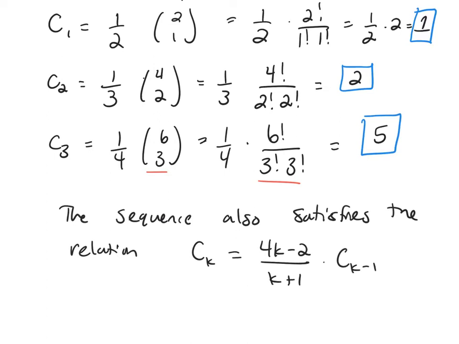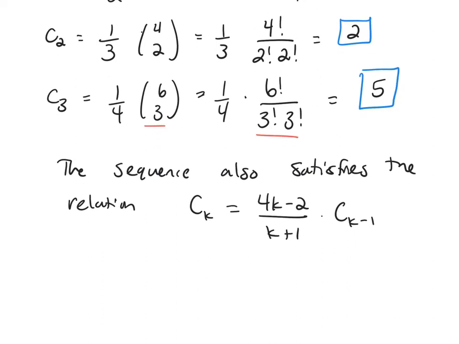And so this right here is a recurrence relation, because each term depends on the one that came before it. While it is a recurrence relation, it's a little bit nicer of a formula because you don't have the combinations and you don't have factorials appearing.